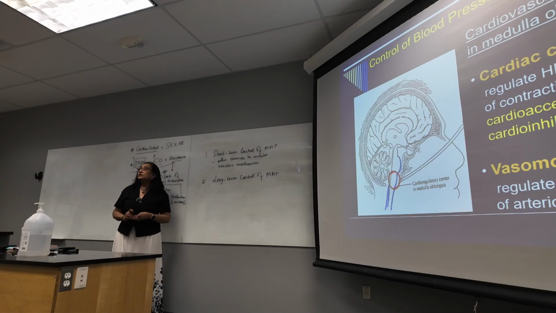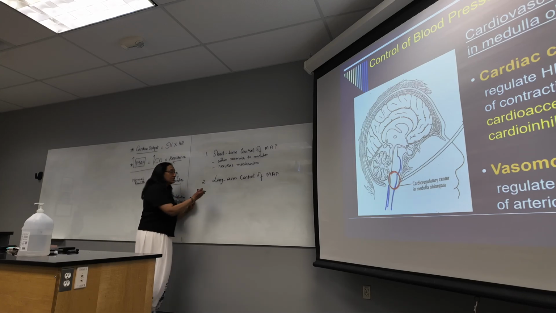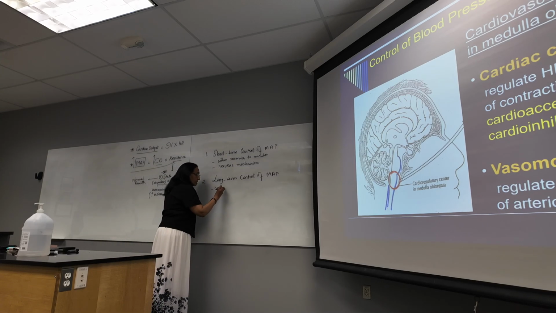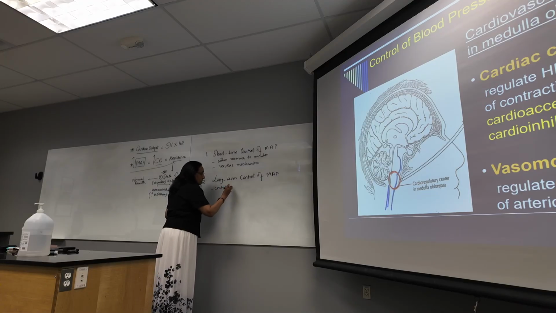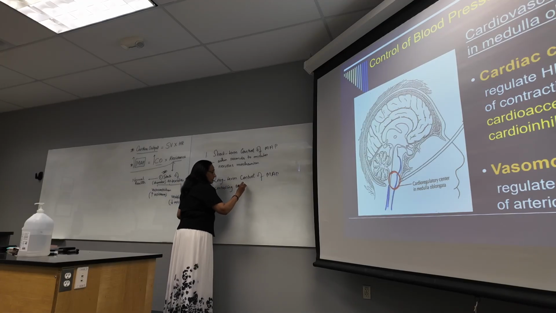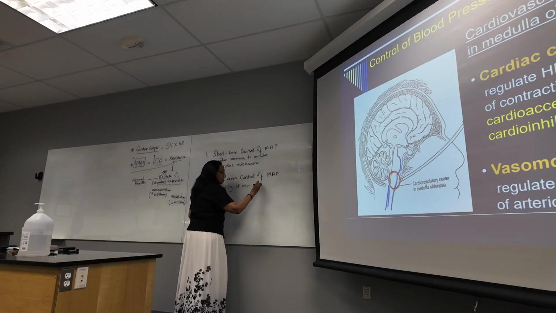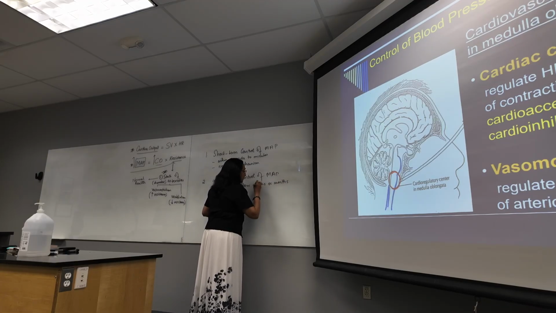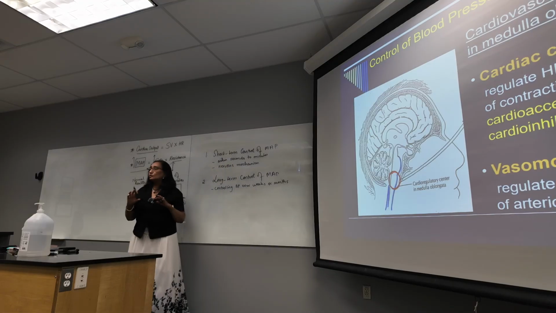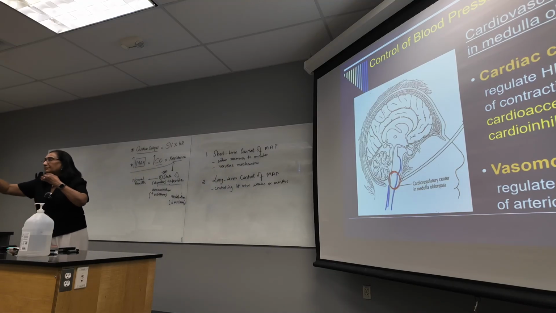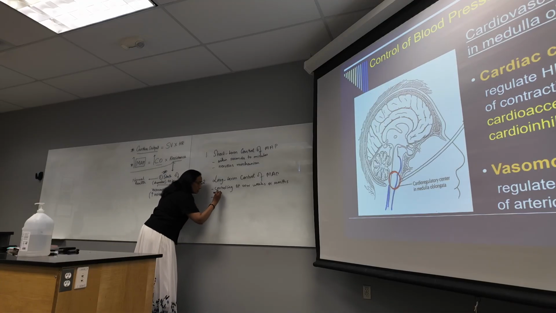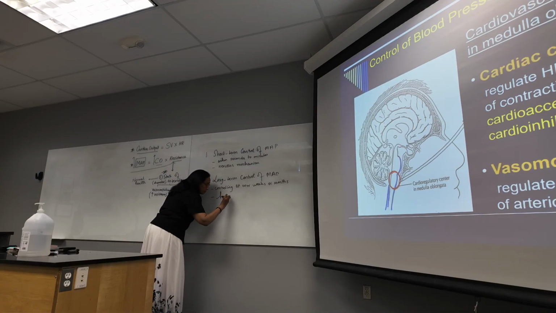The long-term control of blood pressure is controlling blood pressure over weeks or months, making sure that the blood pressure remains within the normal range over a longer period of time. Okay? This is a hormonal mechanism.